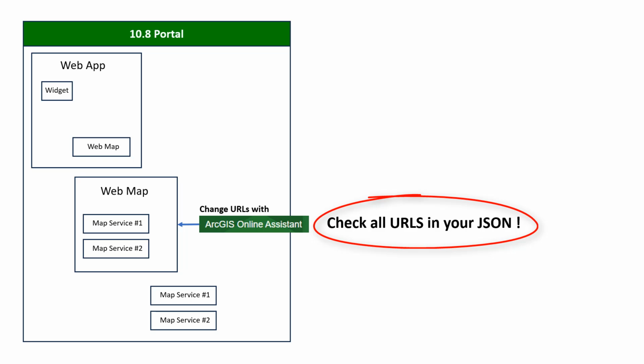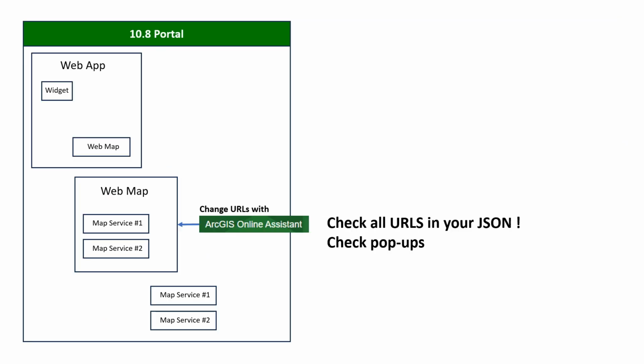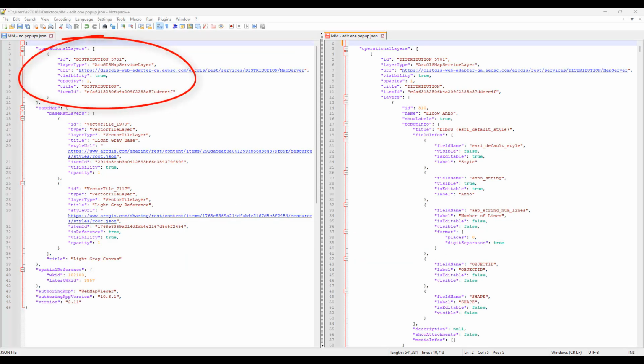the URLs in your JSON for your web map. The online assistant is good, but it can miss things. For example, this is an image URL for a pop-up, and it was completely missed by online assistant. Another thing you want to do is check all the pop-ups for your various layers in your web map. If it turns out that you're not getting a pop-up where there should be one, it might be because the layer IDs are not expanded, and that's very easy to fix.